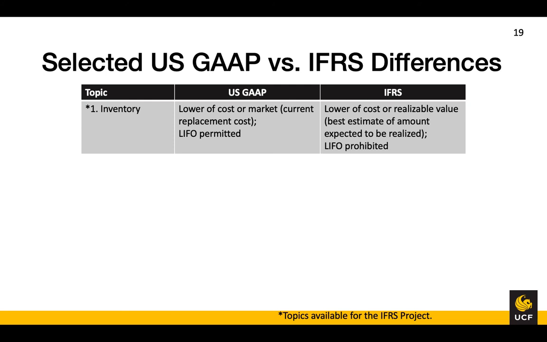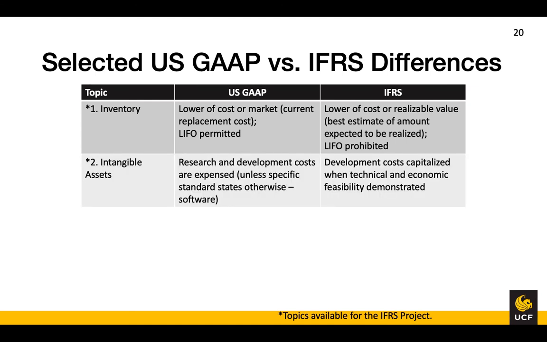However, the LIFO conformity rule states that if a company chooses to use LIFO, it must do so for both financial reporting and tax reporting purposes. So to reiterate, this is the only difference between IFRS and US GAAP that would impact the amount of taxes paid by a company. And that's because there is a special law saying that the tax accounting must match the financial accounting. That's not normal.